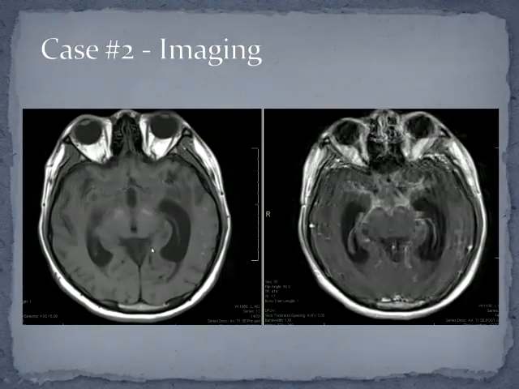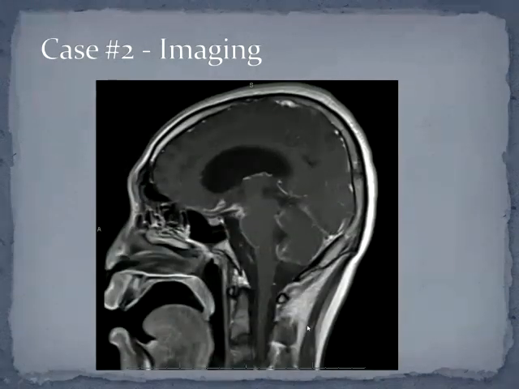And this just shows you the pre and post contrast enhancement. There's a little bit of Boshin artifact in the contrast one. And on sagittal view, what you can see here is the meningeal enhancement is nicely outlining both the pons, the cerebellum, and extending up into the leptomeninges. So quite an extensive process.